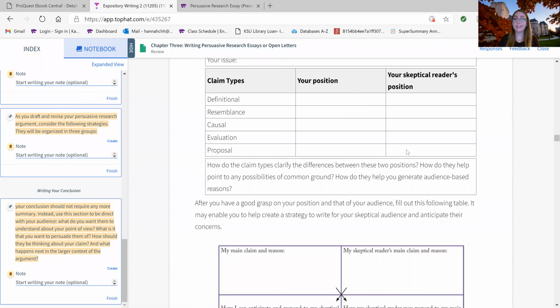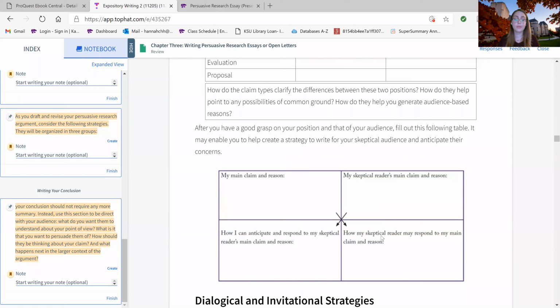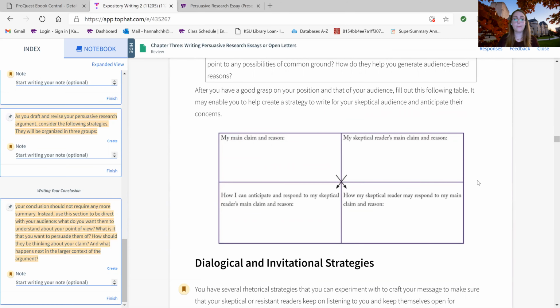And then again, here's some practice with the charts. If you pay attention to this chart down here, this one's especially helpful. So you could look at, for example, my main claim and reason is, and then if you cross over with the arrow here, this demonstrates how your audience might respond to your stance. So this arrow is saying how my skeptical reader may respond to my main claim and reason, and then you would do this vice versa. So this would help you think about how to format both sides of the argument within your essay.